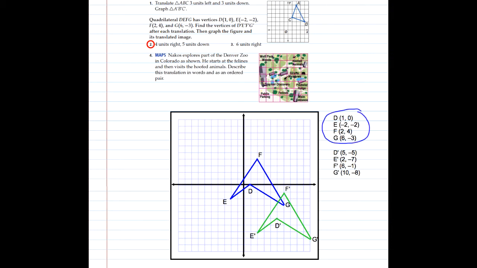image. So what I've done again is with 4 right and 5 down means I've gone with my x value 4 to the right and with my y value 5 down, and I've done that for every vertex. 4 right and 5 down, 4 right and 5 down. And you can see from here, in my ordered pairs, I've added 4 to the x value, I've subtracted 5 from the y value. You can see that in every single example.